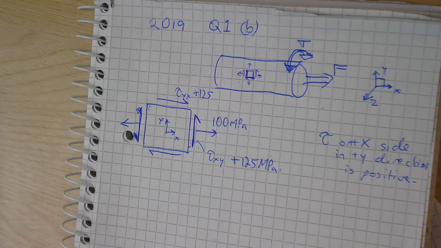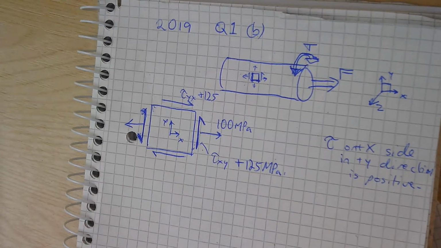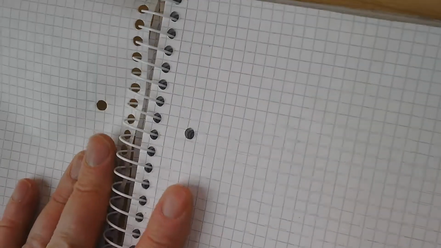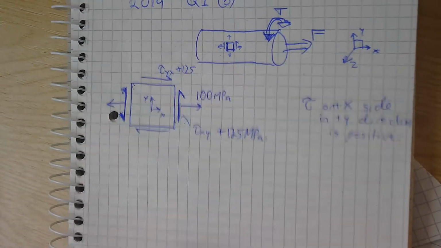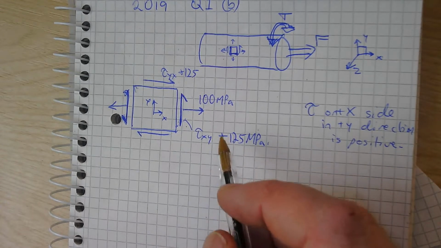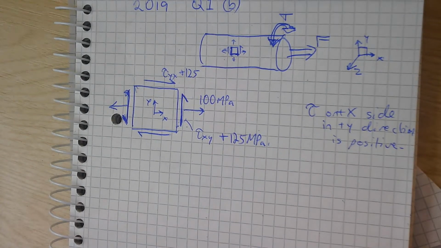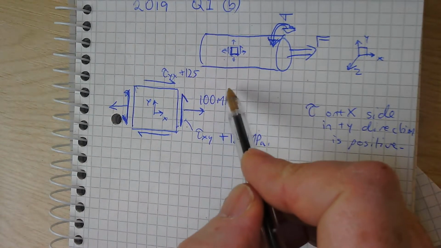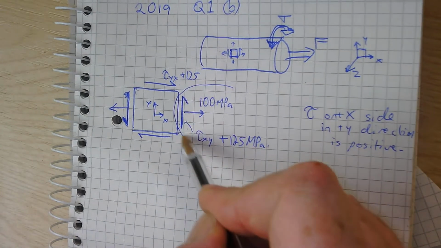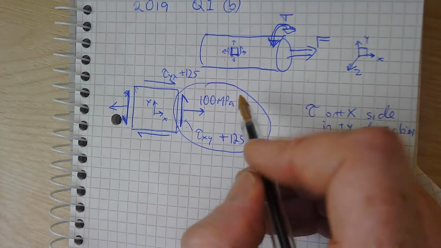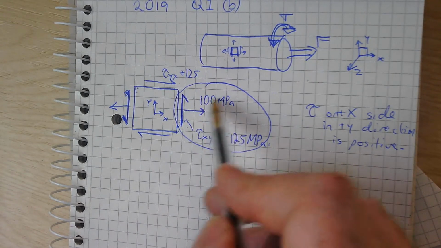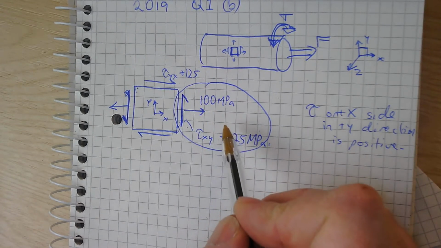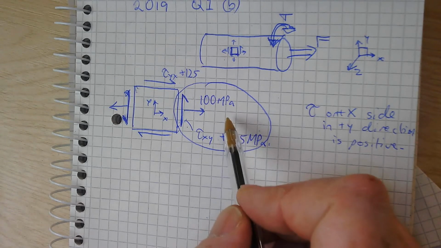This is our original XY coordinate system. Maybe before I draw out Mohr's circle, I'll write down the coordinates of the two points that are going to make up Mohr's circle. Everything on the x side of the square, so sigma x and tau xy, these two here are going to be the x point for creating Mohr's circle.